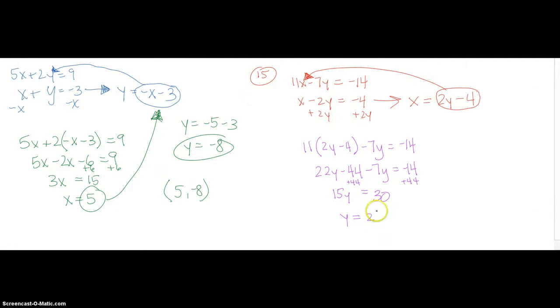If y equals 2, we can plug that back in, and we can find x, because x is going to equal 2 times whatever y is, and we know that that's 2, minus 4. So we've got 2 times 2 is 4, minus 4 is 0. So we've got 0, 2.